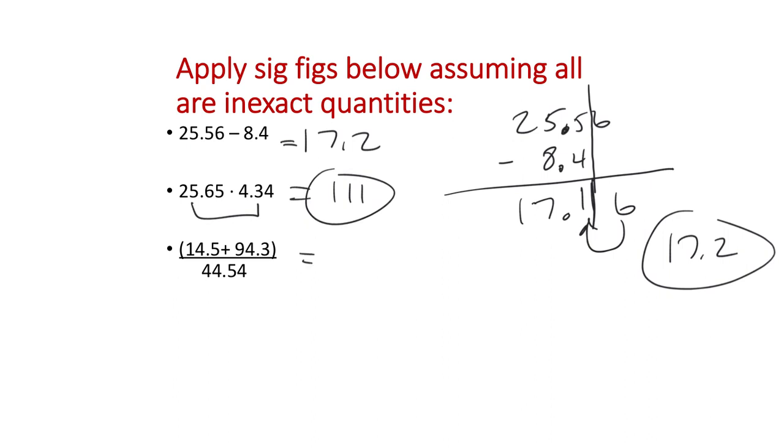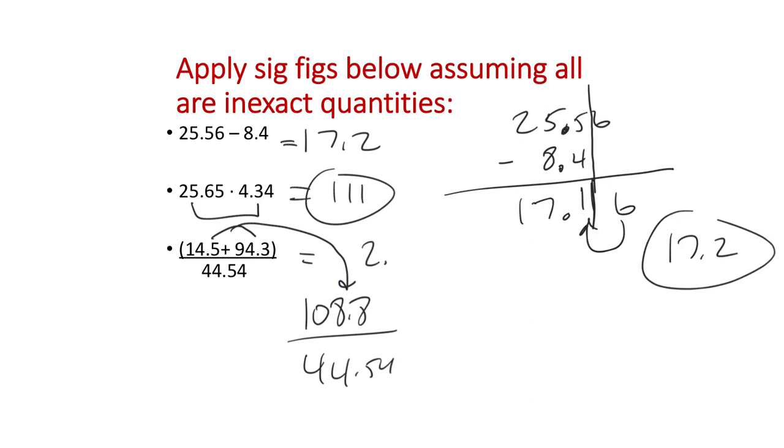And then our third problem, we do this rule first. Looks like that's going to be 4 sig figs. 14.5 plus 94.3 is 108.8, where all 4 digits are significant. And then divide by 4 sig figs, so we're going to keep all 4. So that'll be 2.443, just rounding accordingly.